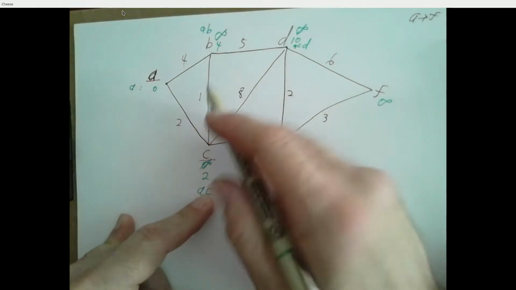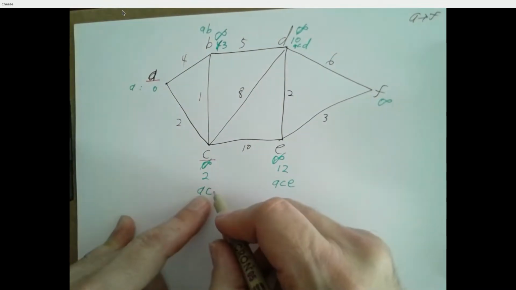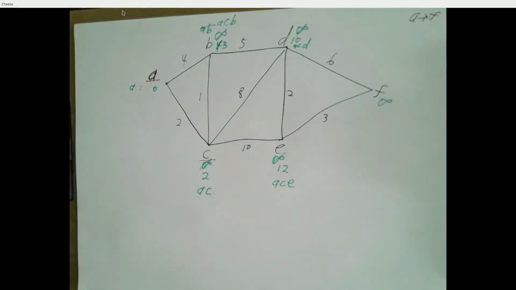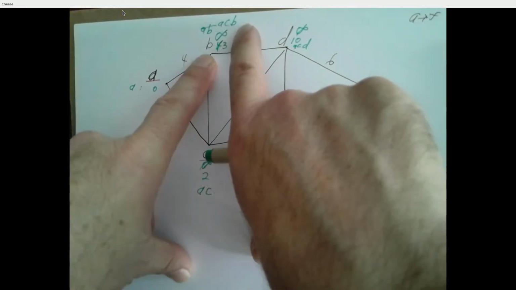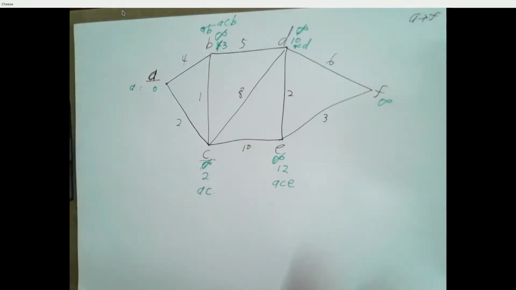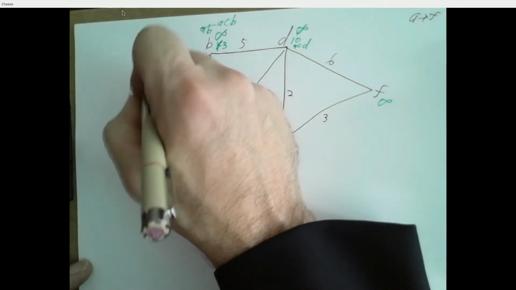And 2 plus 1 is 3. That's better than 4. So we'll relax the distance to 3, and the path is the path to C, which is AC, followed by this vertex B. But now we're capturing the way that we get to these minimum distances. We can get here with a distance of 3 by going from A to C to B. We can get here with a distance of 10 by going from A to C to D, and so on. So the only thing we've added is we're keeping track of these paths. All right, so we're done with node C. We were done with node A in the beginning too.